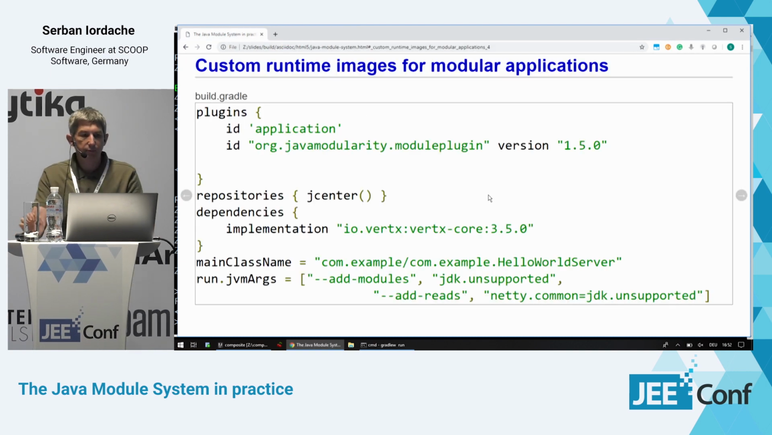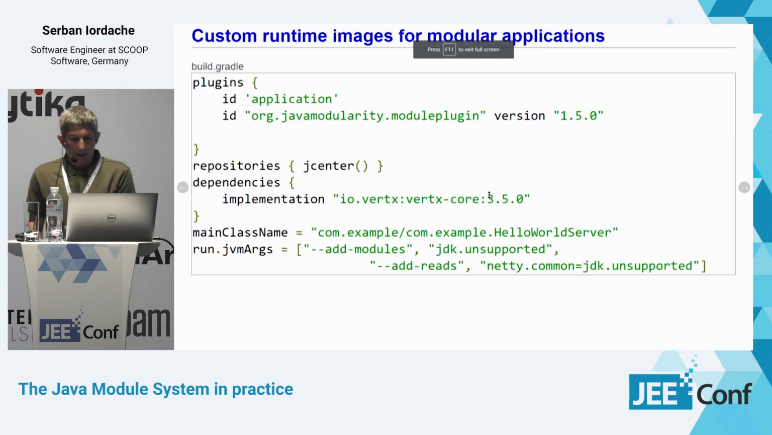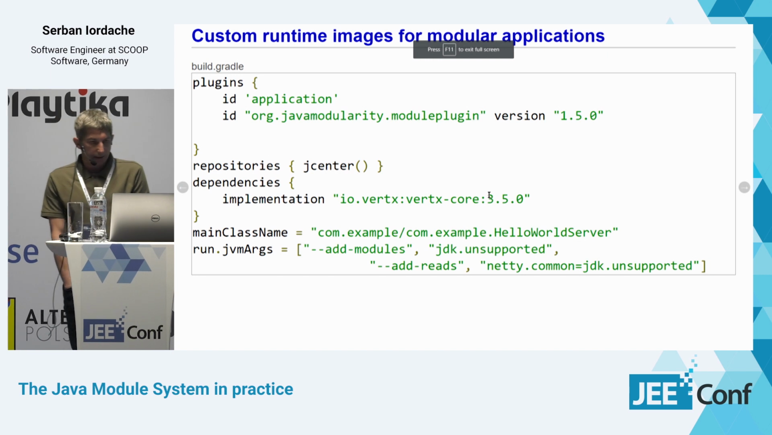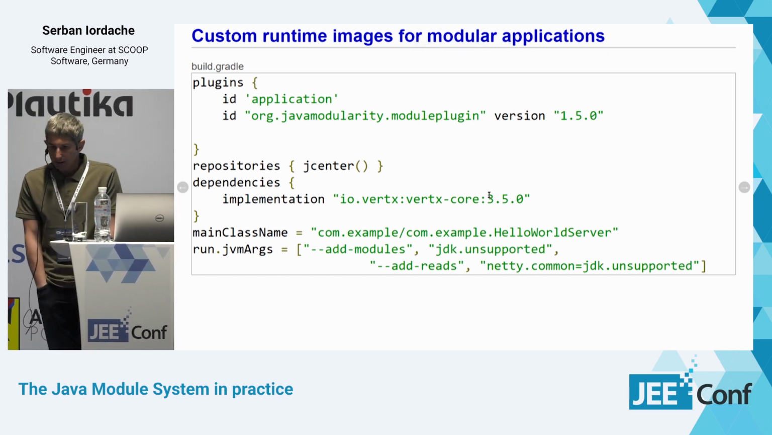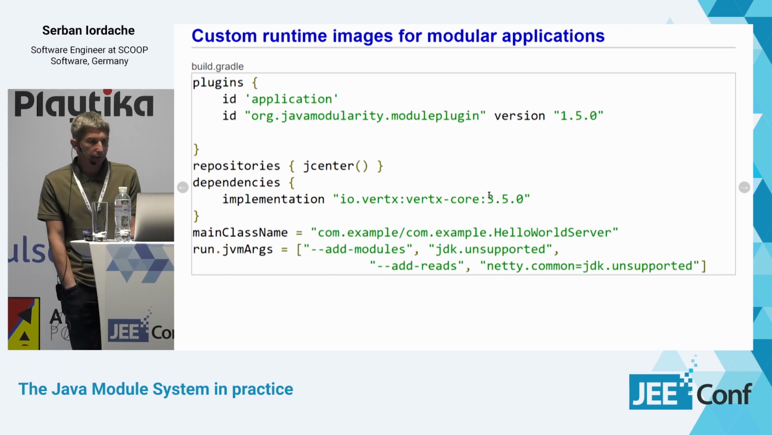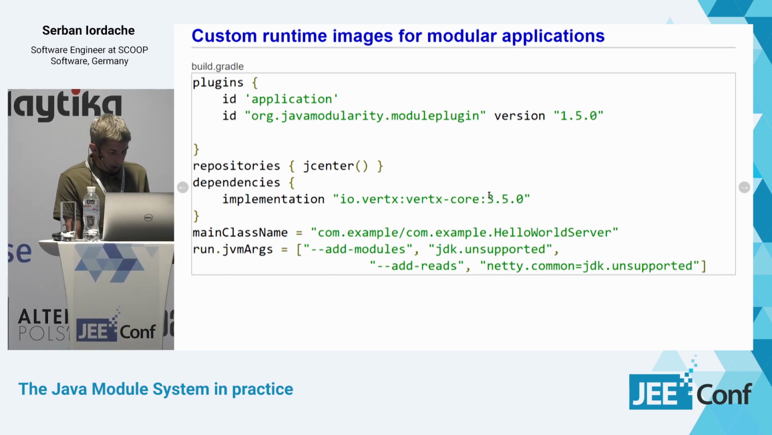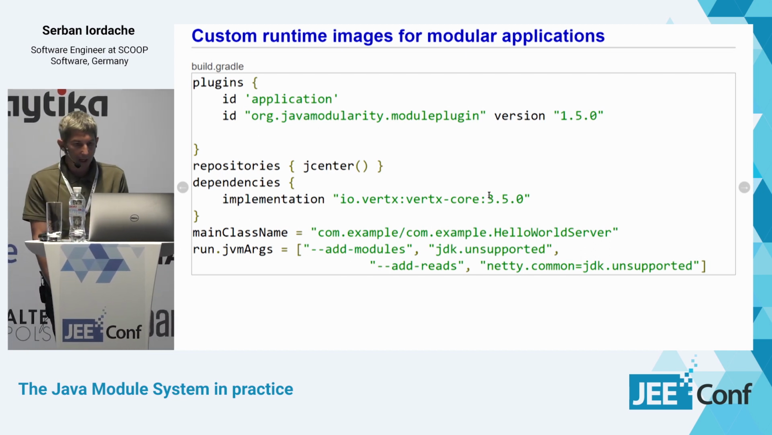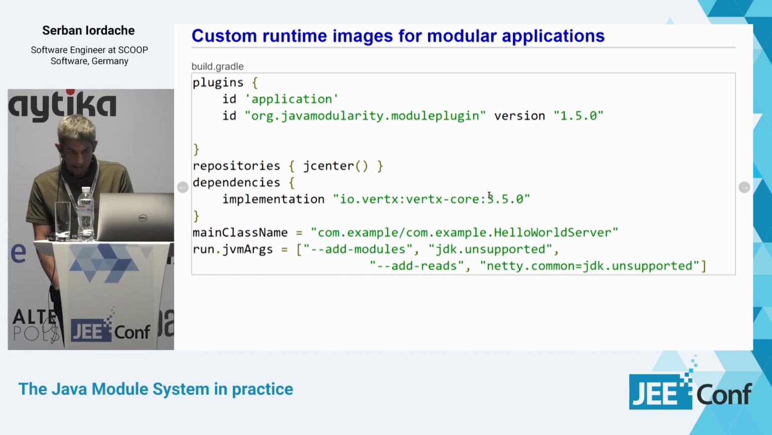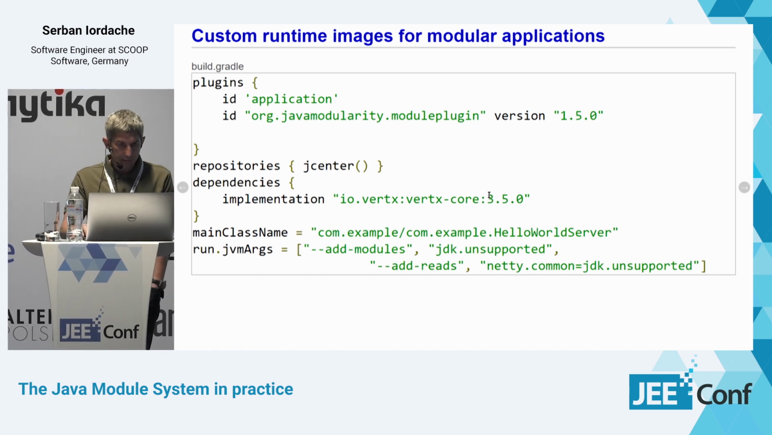But what we want is to create a custom runtime image for our application, and as I said, the dependency graph of this application has about 20 artifacts, and almost all of them are not modularized. Now, what can we do?